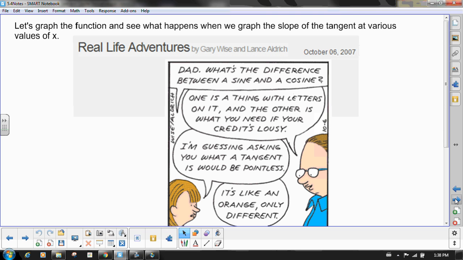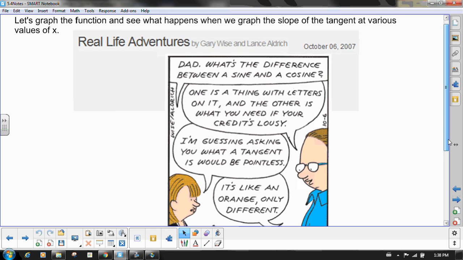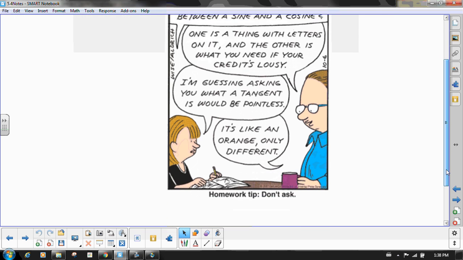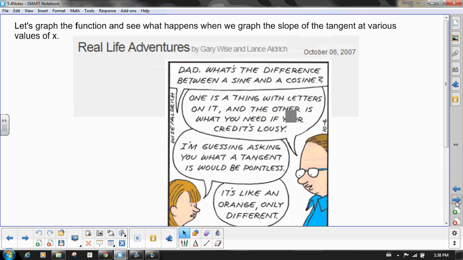So that's what we just looked at. I just thought this joke was very funny. Dad, what's the difference between a sine and a cosine? One is a thing with letters on it, and the other is what you need if your credit's lousy. I'm guessing asking you what a tangent would be would be pointless. It's like an orange, only different. So I just thought that was very amusing.